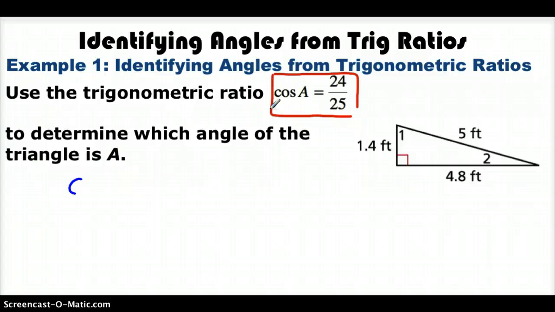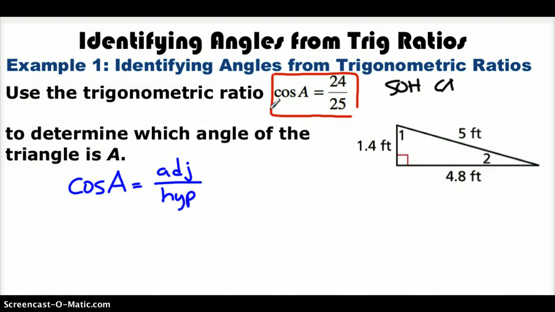Let's look at a couple things first. First of all, we have to understand that the cosine of A is going to be equal to the adjacent leg over hypotenuse. Now remember, if you haven't memorized this yet, you're in big trouble. This is SOHCAHTOA. Since we're using CAH, for cosine, it's adjacent over hypotenuse. So again, the cosine of A equals the adjacent leg over the hypotenuse.